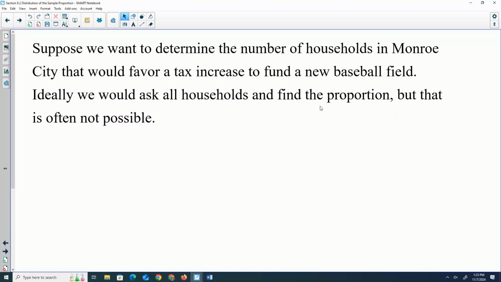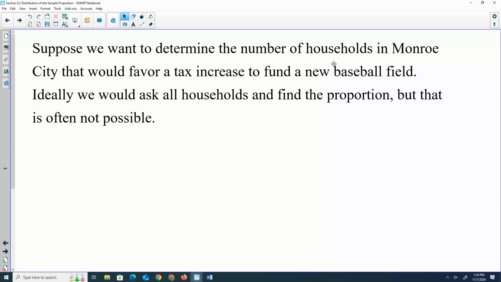We want to determine the number of households in Monroe City that would favor a tax increase to fund a new baseball field. That's kind of an outdated question now, but ideally we would ask all the households in Monroe City and find the proportion that would be in favor. But that's kind of what happens when you vote.